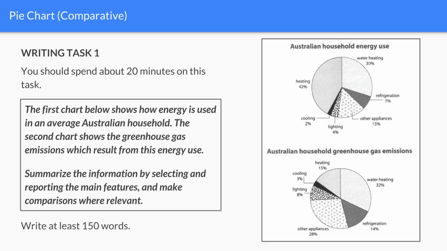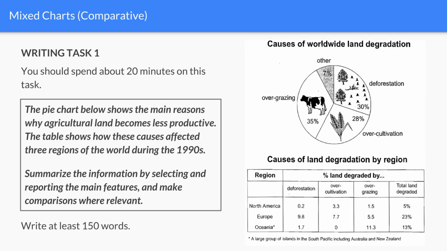You can also have a pie chart for a comparative graph. Here you have to compare the data sets that you see between the two different pie charts. Here we have the household energy use, but we don't see any changes that are happening over a period of time. So that's how you know that this is a comparative graph. You have to compare the data. Let's look at one last example.